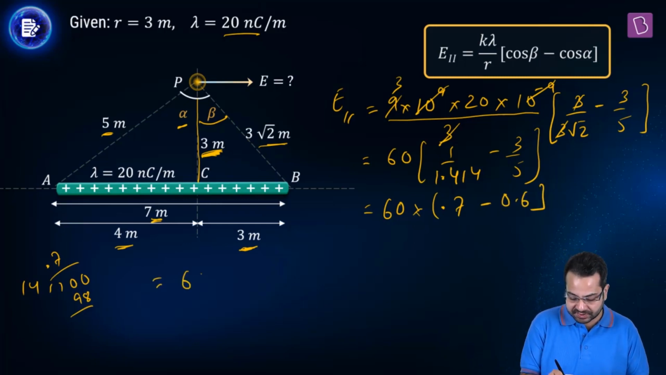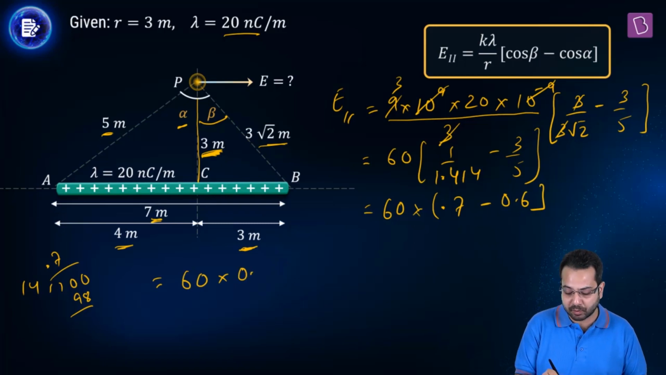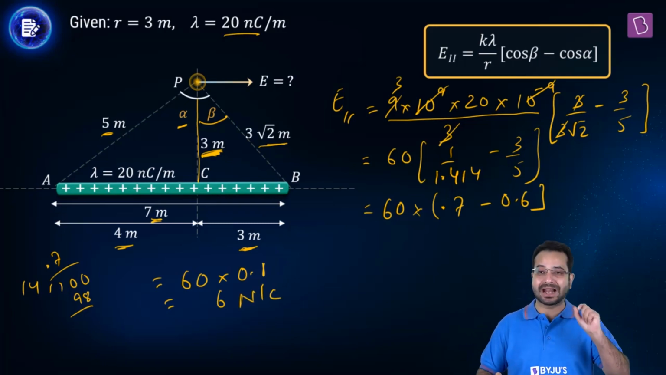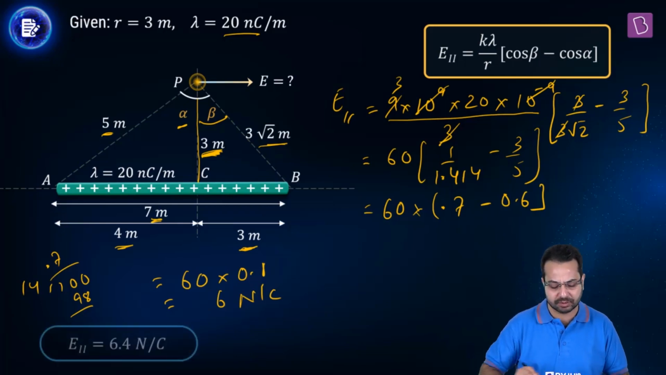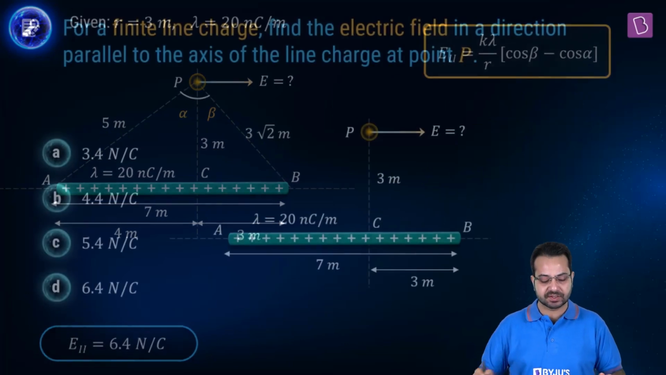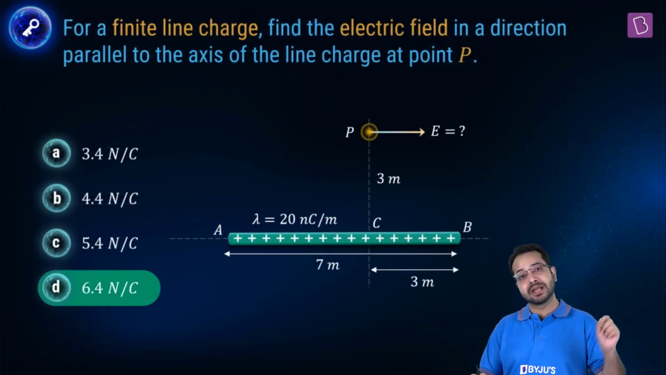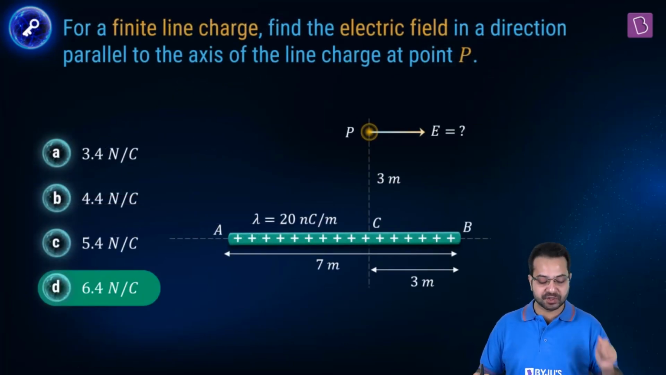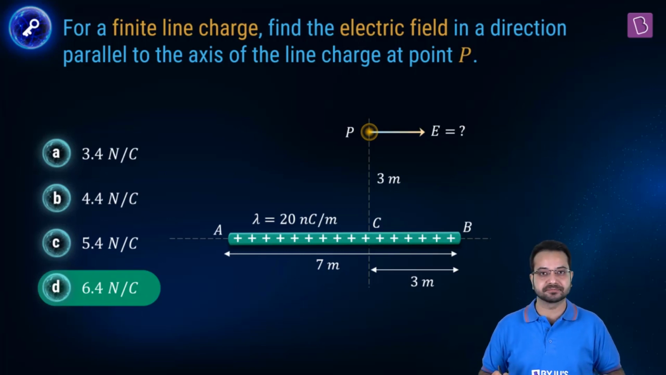So this is going to be 60 multiplied by 0.1 which is going to be 6 Newton per coulomb. Okay, so obviously we have not calculated it perfectly. It is going to be slightly more than 6 Newton per Coulomb, but approximately this is 6 Newton per Coulomb. The closest answer is 6.4 Newton per Coulomb, and that is going to be my answer. So option D is the correct option.